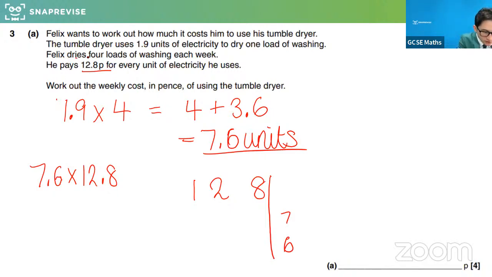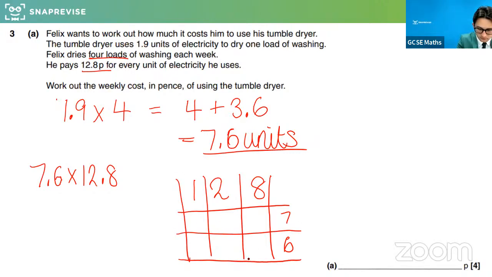Oh, good question. It does 4 loads of washing per week. There's quite a lot of information in there. Good question, yeah. So there was a lot going on, and these wordy questions can be quite annoying. So I'm going to quickly whiz through and do this one.